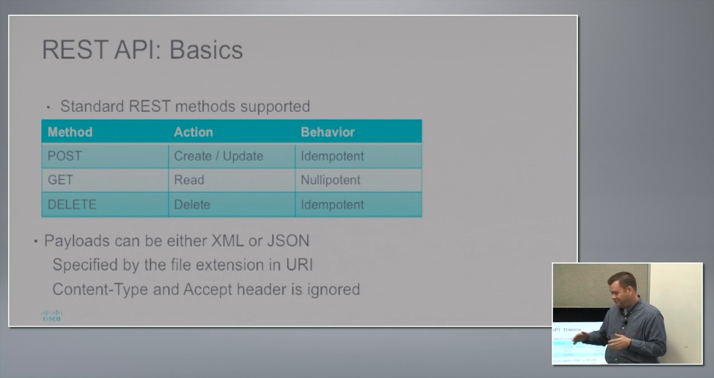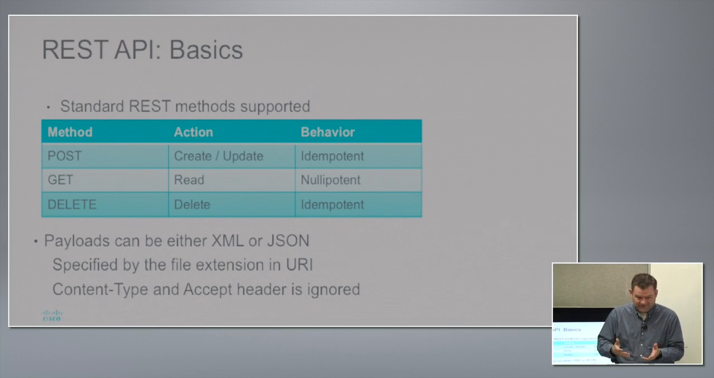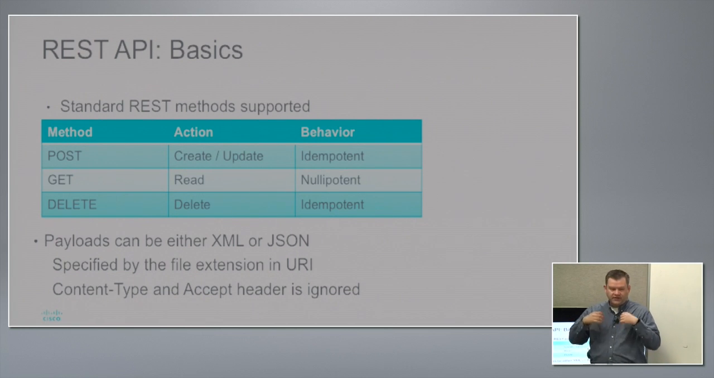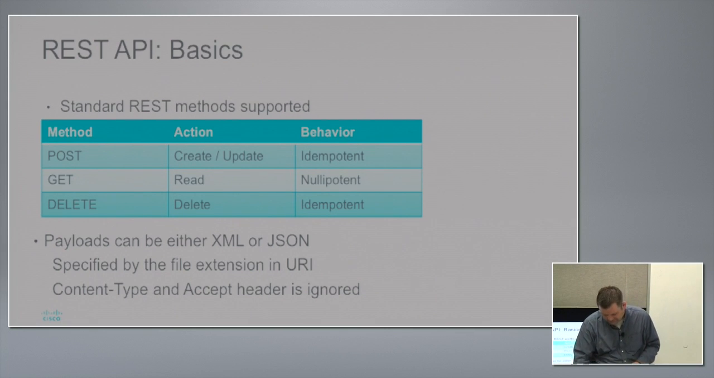We call the GET nullipotent, I don't even know how to pronounce it. It's essentially a no operation, meaning it doesn't matter how many times you call this thing, it won't actually affect what's on the APIC. So when you do GETs, you're not going to damage anything, right? When you do POSTs and DELETEs, you can change objects on the APIC, but that's what scripting is all about.